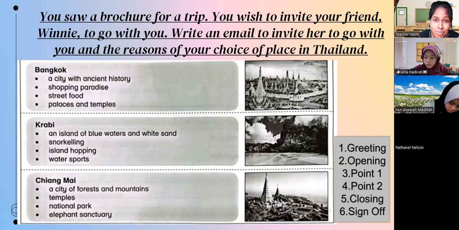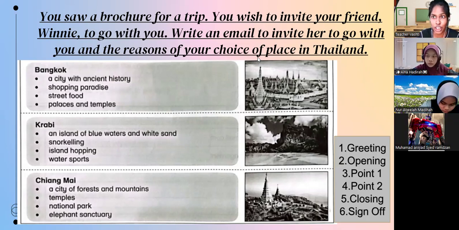Arshad Shed Ramzan, where are you? Yes, teacher. You did not listen to my instruction. Kamu tak dengar cikgu punya instruction. Betul? I told you all these 3 places are in Thailand. You're going to tell the reasons of your choice of place, which means kalau kamu pilih Bangkok, bagi tahu tentang Bangkok, apa yang ada di Bangkok. Kalau kamu pilih Krabi, tulislah apa yang ada di Krabi, apa yang kamu boleh buat di Krabi. Choose only one. 3 tempat ni di Thailand, but you got to choose only one.